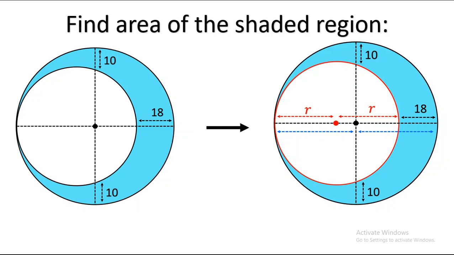Hello friends, this is a question from the chapter circles of class 7 NCERT mathematics. In this question we have to find the area of the shaded region. So in this figure there are two circles, one is the larger circle and one is the smaller circle.